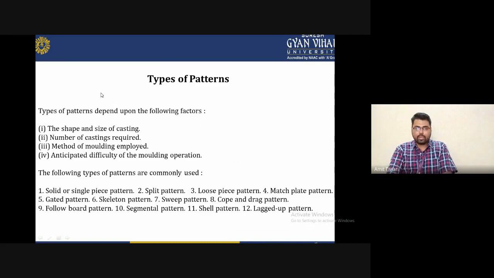The following types of patterns are commonly used. There are 12 types of patterns commonly used in fabrication. First is the solid or single piece pattern. Second is the split pattern. Third is the loose piece pattern. Fourth is the match plate pattern. Fifth is the gated pattern. Sixth is the skeleton pattern. Seventh is the sweep pattern. Eighth is the cope and drag pattern. Ninth is the follow board pattern. Tenth is the segmental pattern. Eleventh is the shell pattern, and twelfth is the lagged up pattern. So these are the 12 types of patterns generally used in the manufacturing of patterns. Let's discuss them one by one.